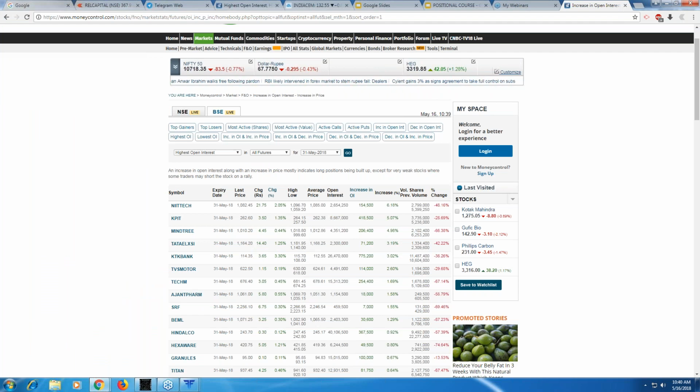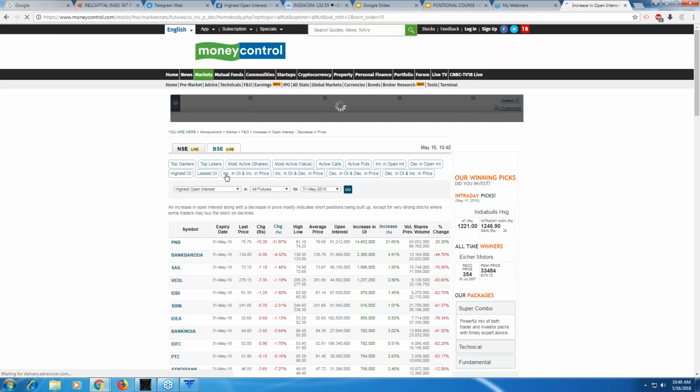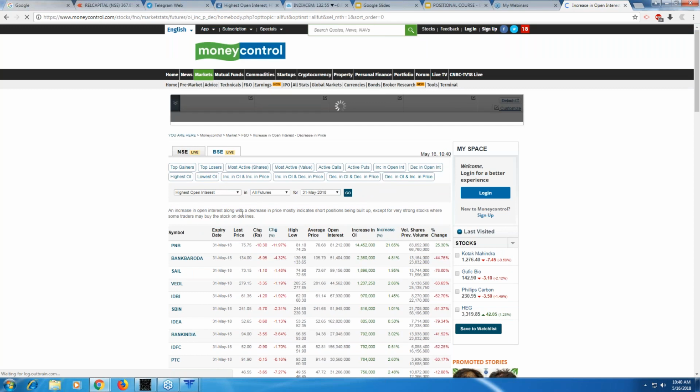Similarly, if you switch over, you can see increase in open interest and decrease in price. So what will that give you? Where are the shorts being built? You can read it over here. Increase in open interest along with decrease in price mostly indicates short positions being built, right?